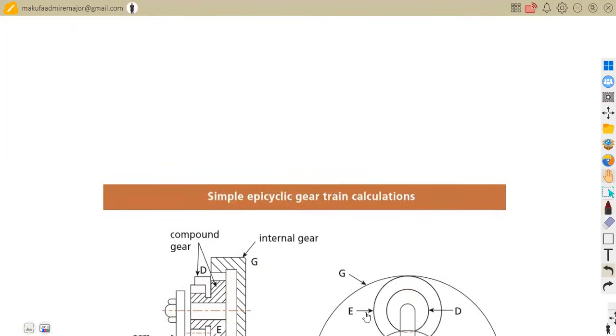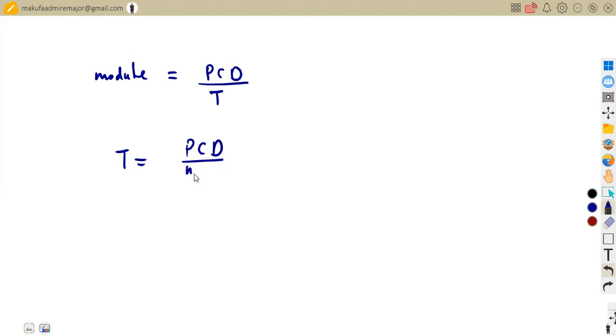Also to note, before we talk about this question, there are some calculations that you also need to know about calculating the number of teeth. Let's say we want to calculate the number of teeth in this case. Remember that the module is equal to the pitch circle diameter over the number of teeth. Let me just use T for the number of teeth. So to calculate the number of teeth, I can make this the subject, meaning T is equal to PCD over the module. That is what you're going to have, pitch circle diameter over the module.